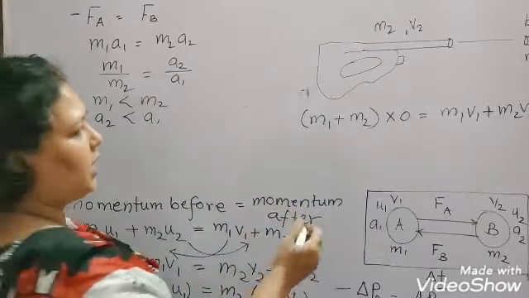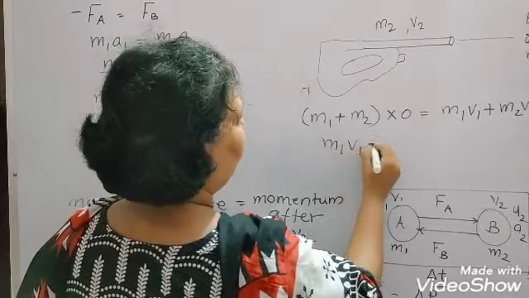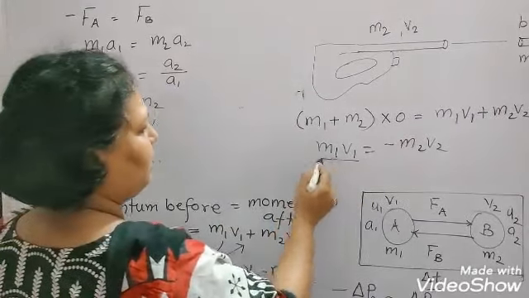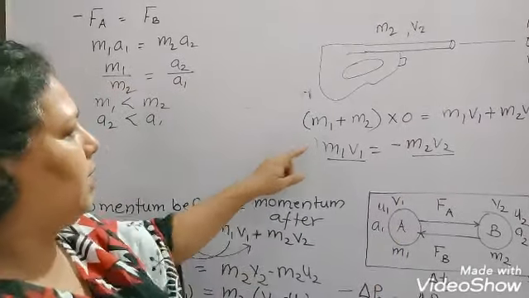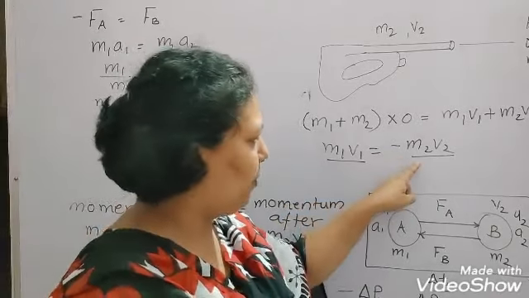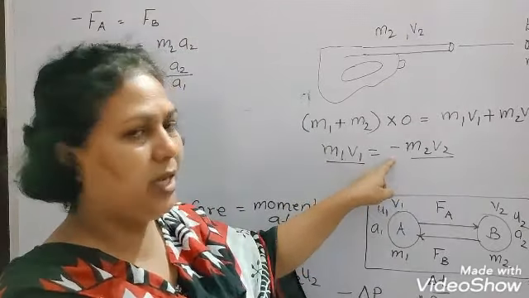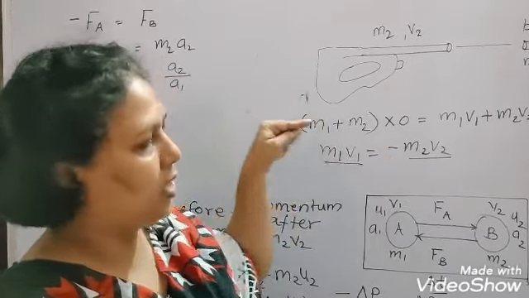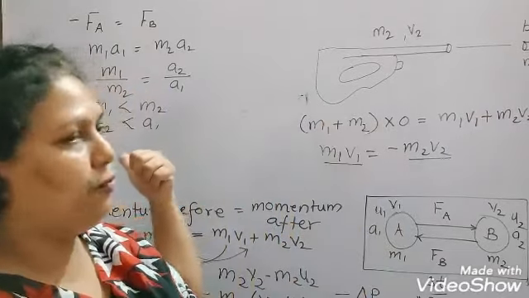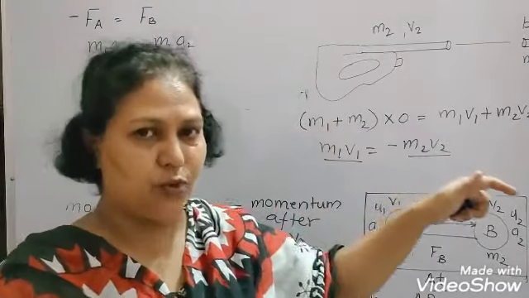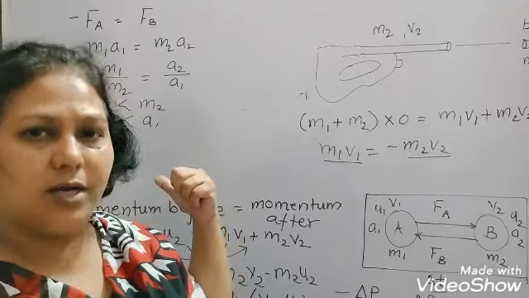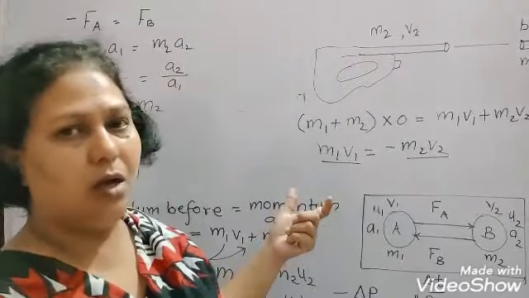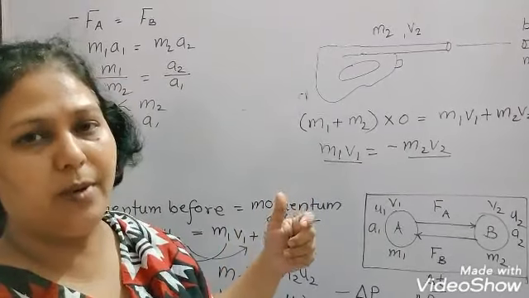So what you will find now is that m1 v1 must be equal to m2 v2. That means the momentum of the gun will be equal to the momentum of the bullet, but in the opposite direction. If the bullet moves forward, the gun will move backward. So the bullet is, suppose, the action, and the gun is the reaction force here. We can also explain this phenomenon by Newton's third law of motion.